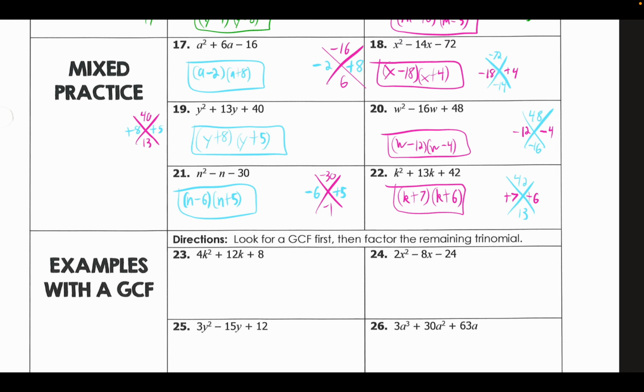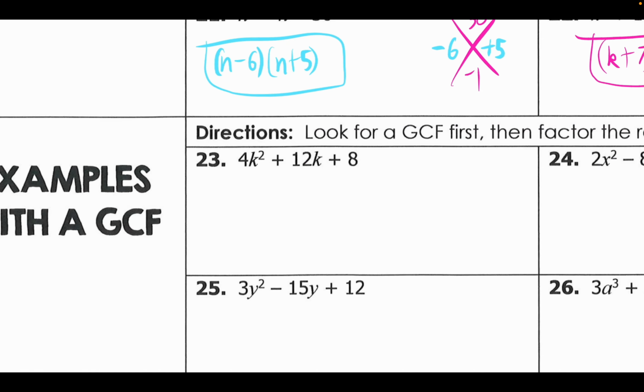And then these next 6 problems are all going to have a GCF. And so we're going to do the GCF first, because as we look at these, we can't do the shortcut because A is not 1 on any of these problems. Because number 23, GCF is 4, giving us k squared plus 3k plus 2.